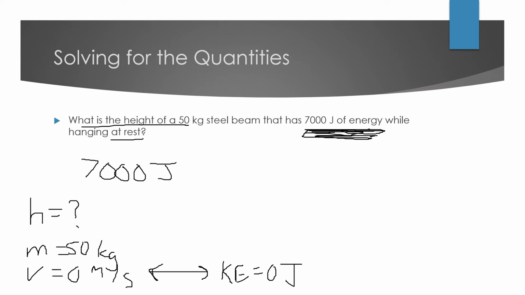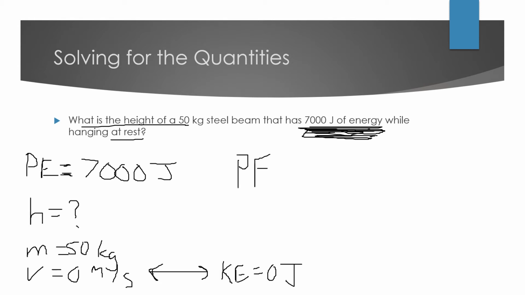So it says, what is the height? So we're looking for the height, and then it has energy. So if this energy can't be kinetic, because we know the kinetic is 0, we know that the 7,000 must be potential. So there you go. A little bit of reasoning, a little bit of rationale.